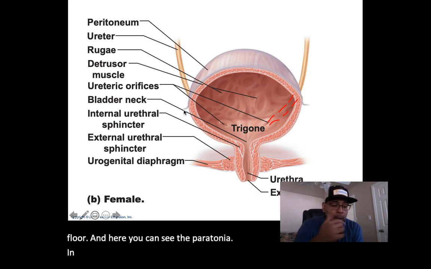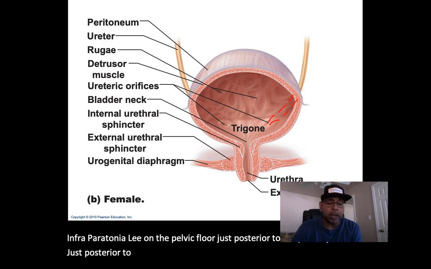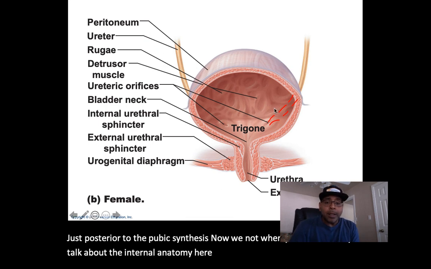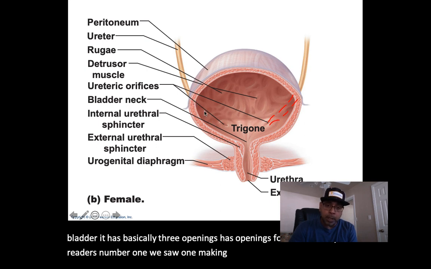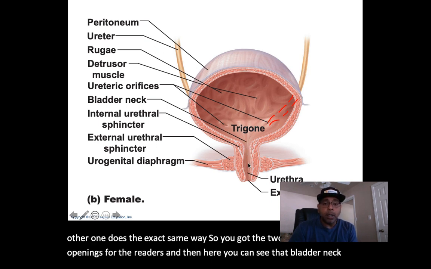Infraperitoneally on the pelvic floor, just posterior to the pubic symphysis. Now, when you look at and talk about the internal anatomy of the bladder, it has basically three openings. It has openings for both of the ureters. Number one, we saw one making its way down this way, and the other one does the exact same way. So you've got the two ureteric orifices, the openings for the ureters. And then here you can see the bladder neck, the opening for the urethra.